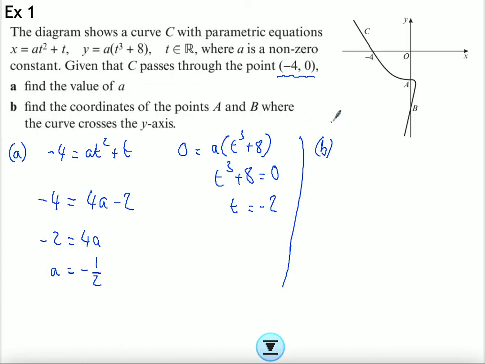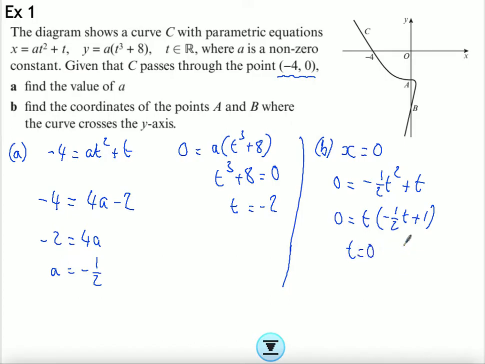Find the coordinates of the points A and B where the curve crosses the y-axis. I don't know why it tells us that in the question. Here's the diagram, clearly cuts the y-axis. And what does that mean? It means that x equals 0. So 0 is equal to -1/2 t squared, because of course we now know what a is, and we can factorize this. So take a factor of t out, we've got -1/2 t add 1. So this will generate two values of t. We'll have t equals 0 and t equals 2.